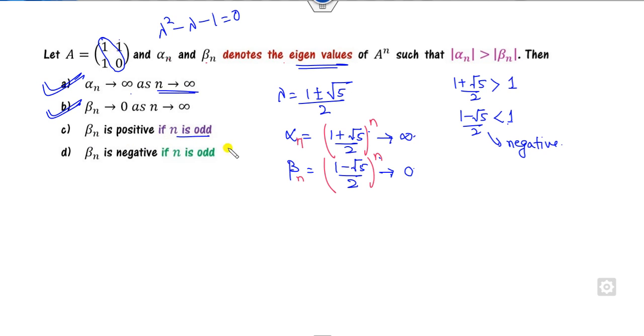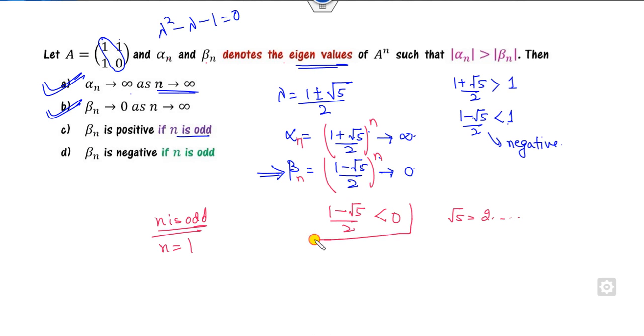Now look at this option about beta^n. When n is odd, that is, n is 1, this number is 1 minus root 5 over 2. Root 5 is 2 point something, so it becomes less than 0. That's negative. So when n is odd, it's negative. So the right answer is A, B and D are the correct options.